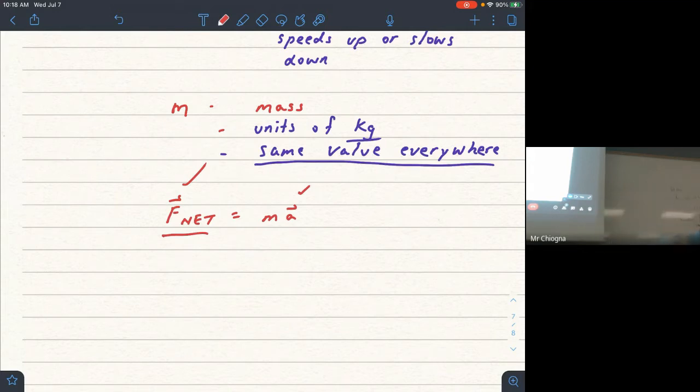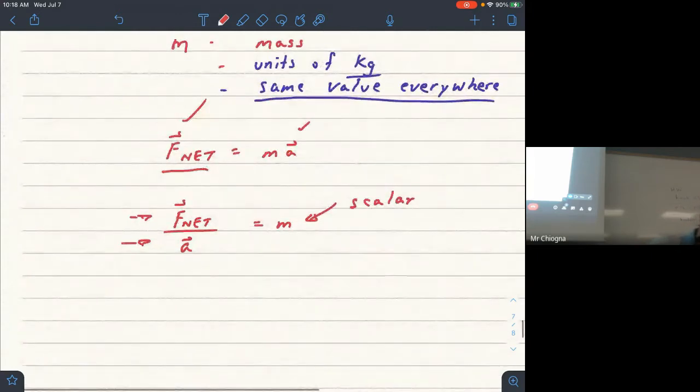Okay, so it doesn't matter which side you put it on. F net over a is mass. That's a scalar, remember? That's why I don't put a little arrow on top of it. Mass is a scalar. It's not a vector. You can't represent mass in terms of arrows. You can represent force or acceleration in terms of arrows because they're vectors. And we use this probably the most, F net over m.